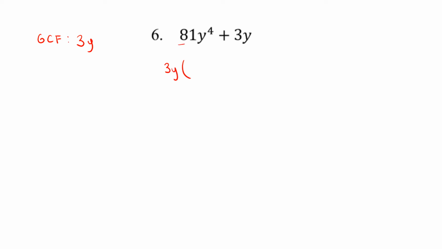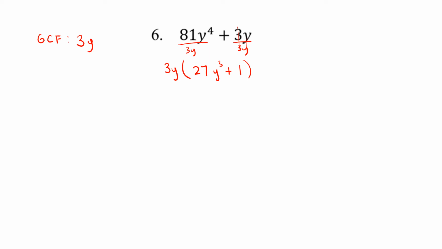Again, if you don't remember how to figure out what's left over, we're just dividing each piece by 3y. 81 divided by 3 is 27. Y to the 4th divided by y leaves you with y to the 3rd. 3y divided by 3y, well, those cancel out completely, but that doesn't mean we just put a 0. Anything divided by itself gives us a 1, giving us that as our factored expression after the greatest common factor. But wait, we're not done, right? We need to factor this completely.